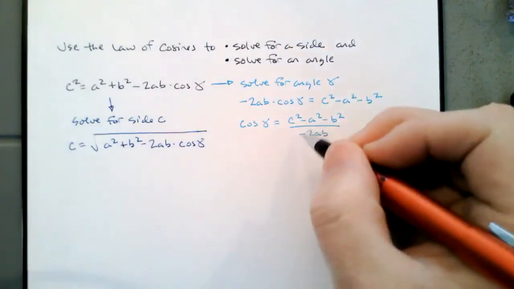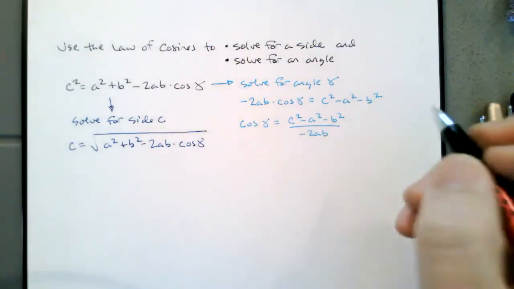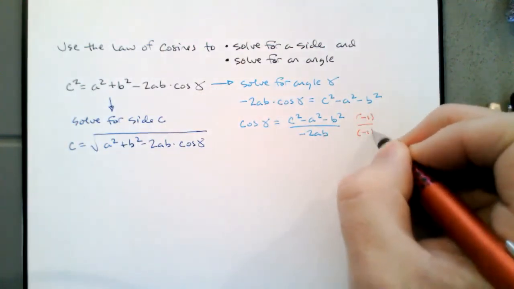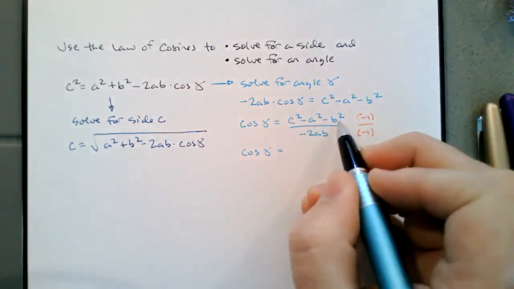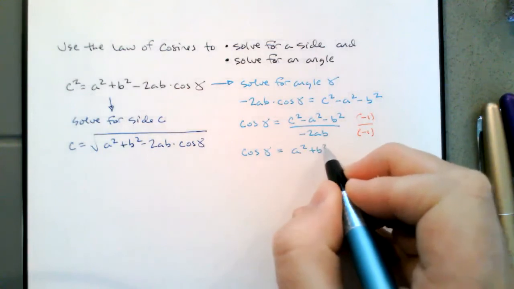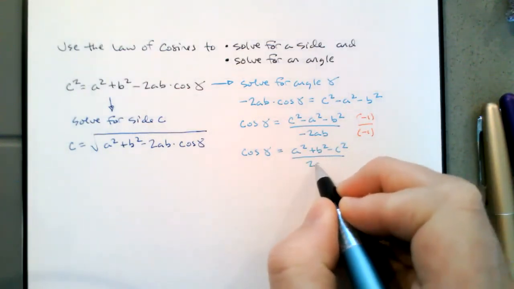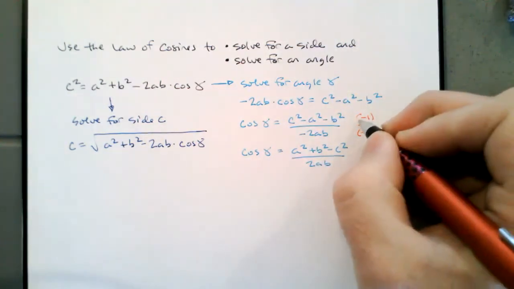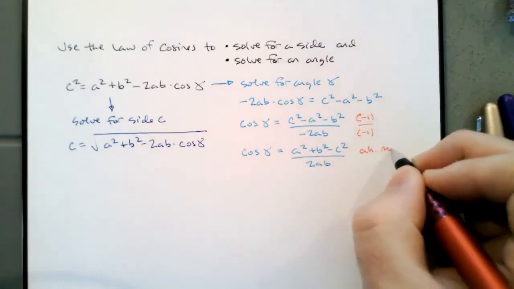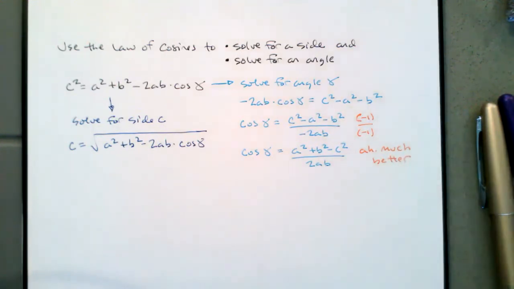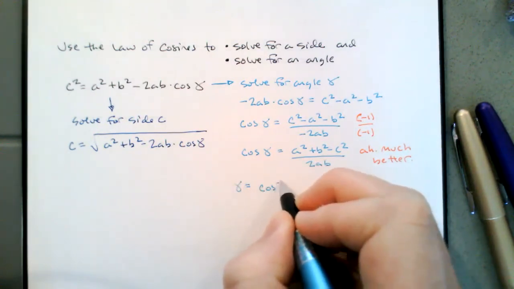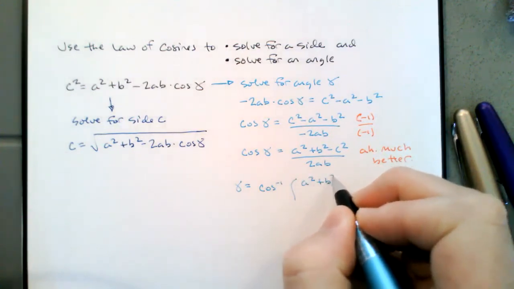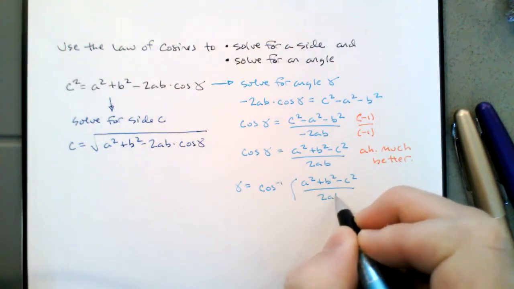So what we're going to do is fix this negative problem, even though it's not really a problem. And we're going to multiply by 1. So I'm going to multiply by negative 1 on top and a negative 1 on the bottom so that I can rewrite this as cosine gamma is a squared plus b squared minus c squared, just changing all the signs so I can have this positive 2ab on the bottom. And then we'll be like, oh, that looks better. And so that gamma will be just the cosine inverse of this fraction. So gamma is cosine inverse of a squared plus b squared minus c squared over 2ab.